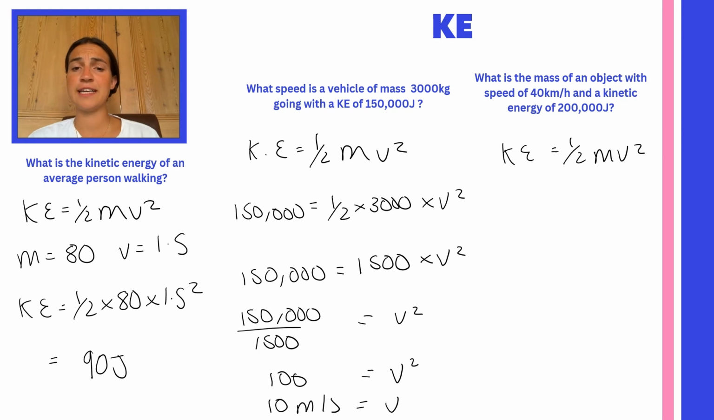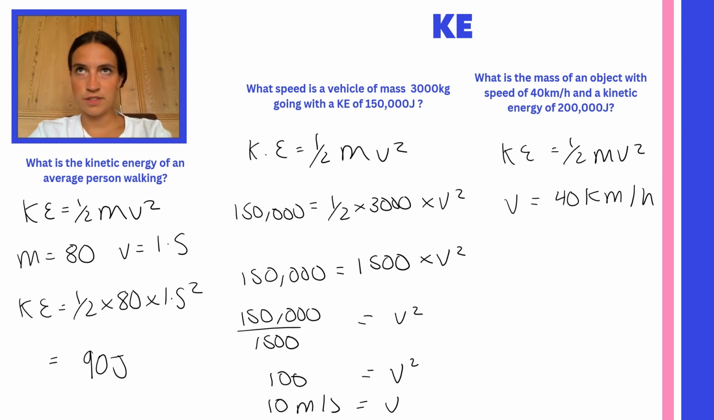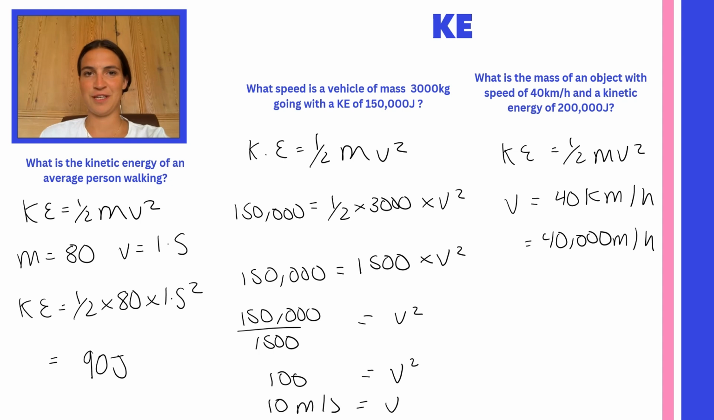But the first thing I notice is that velocity in my question is not in meters per second, so I can't use it in the form that it's in. It's actually in kilometers per hour. So I need to work out how to change that into meters per second. And I'm going to do it in two steps. The first step I'm going to take is say, okay, 40 kilometers per hour, how many meters is that per hour? I know that there are 1,000 meters in 1 kilometer, so there must be 40,000 meters in 40 kilometers. Okay, so now I've got that into meters per hour.